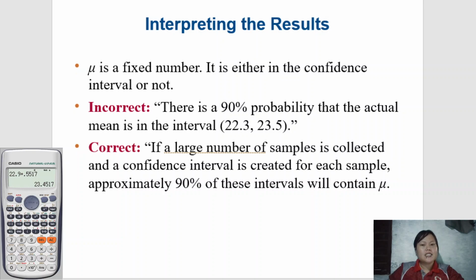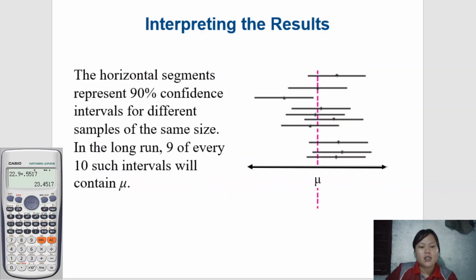Okay. Interpreting the results. So, mean is a fixed number. It's either in the confidence interval or not. So, what's not right is there is 90% probability that the actual mean is in the interval. Okay, what's right is like what we have been doing in concluding. So if a large number of samples would be collected, a confidence interval is created for each sample. Approximately 90% of these intervals will contain the mean that you have computed.